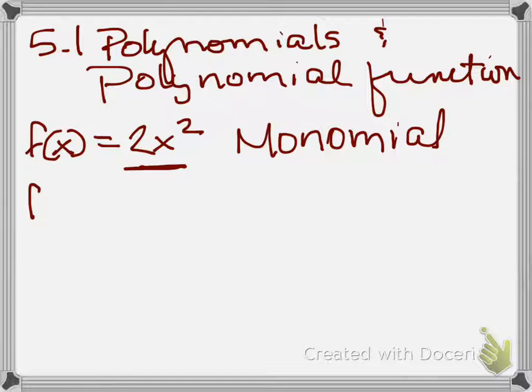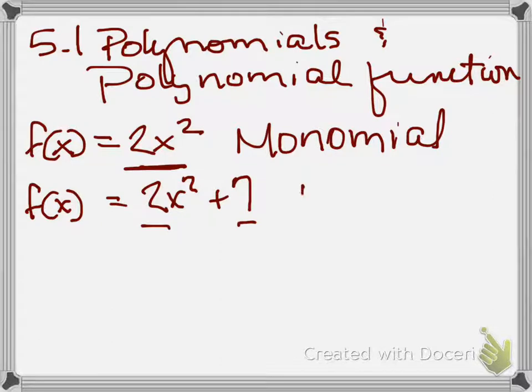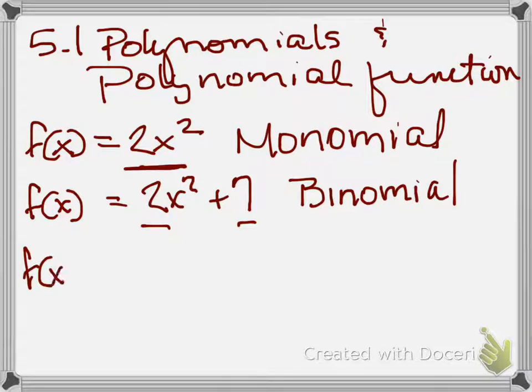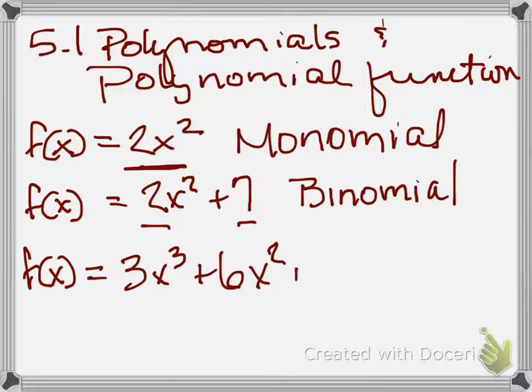After we have a monomial, then we have the possibility of having two terms. Two x squared plus 7 is going to be a binomial. So there are two of them. When we have three terms, then we would call that a trinomial, tri standing for three. Kind of makes sense. Monomial, binomial, and trinomial.